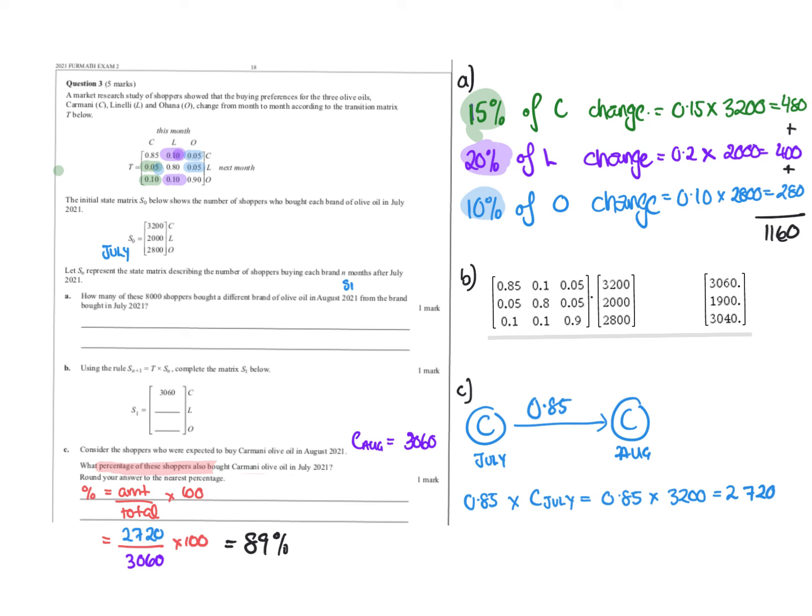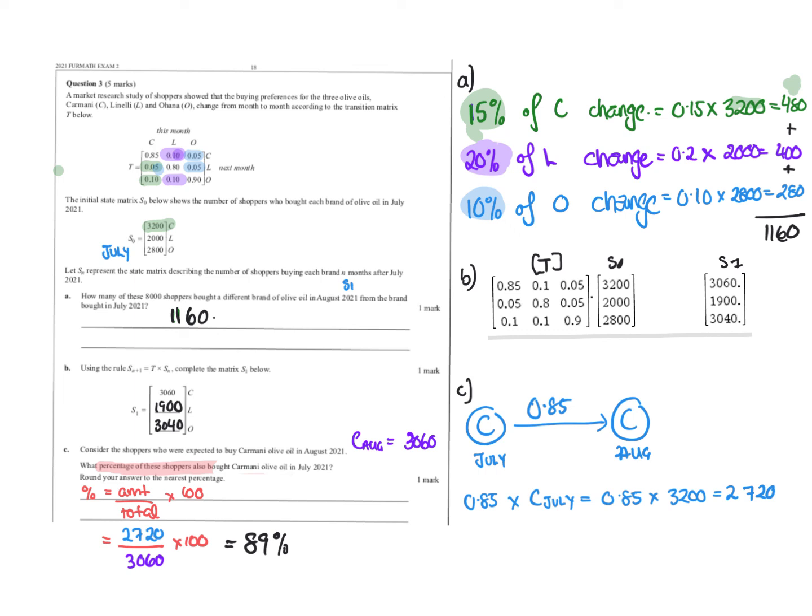So 10% in total. So what we're going to do is we're saying 15% of the C changed, and we just use the C value, which is 3,200 and so on, and we find it out over here. So we find out all those numbers and we add it up. So of all these customers, how many changed, and we just would write the answer there of 1160. Okay, it then says use the rule and find S1. So I've just done transition times that S0, and I get S1, and it's good I got the first answer, and I just fill in those missing pieces.